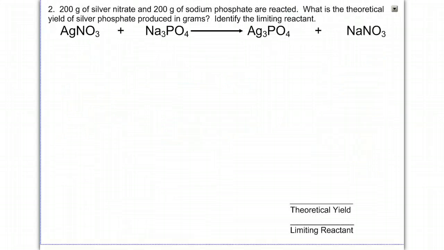Number 2 is very different. We've been given the equation, and first we have to balance it. You always have to start with a balanced equation. So we have 3 silvers now on both sides, 1 phosphorus on both sides. We have 3 sodiums on both sides, 3 nitrogens, and 12 oxygens. So my ratio is 3 to 1 to 1 to 3.